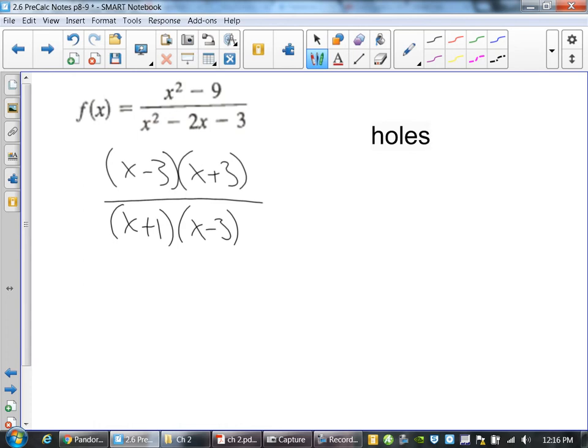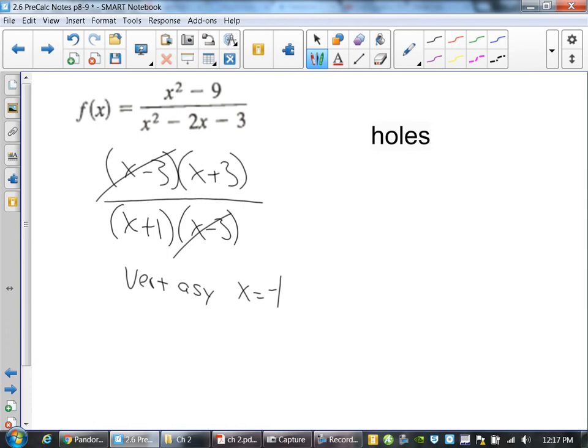Now, you'll notice what happens is that your x minus 3 is dropped. And when your x minus 3 is dropped, you get a hole, okay? It's that common factor. You have eliminated a possible value for an asymptote because it goes away. So your only vertical asymptote is going to be at x equals -1.